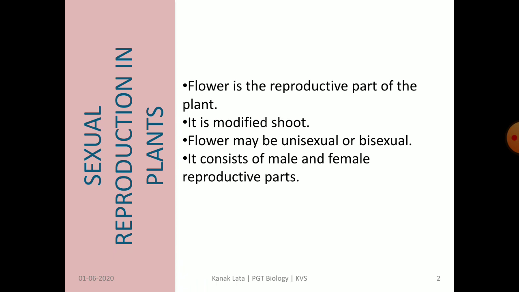As we know that flower is the reproductive part and it is a modified shoot. Flowers may be unisexual or bisexual. Flower consists of male and female reproductive parts either in one flower or in separate flower.